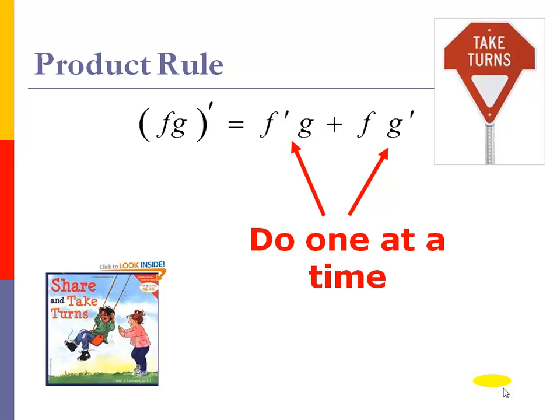For the product rule, just remember that when we're taking the derivative of two functions that are multiplying, we do one function at a time. We take the derivative of the f function, leaving g alone, and then we do the derivative of the g function, leaving f alone, and then you add the two together. And so that was the product rule.